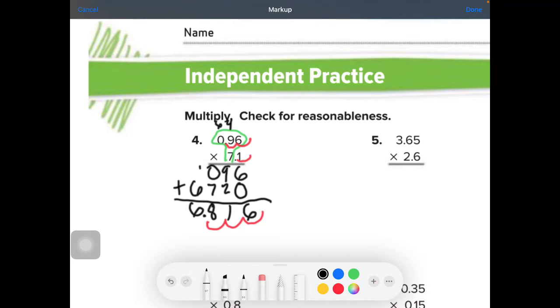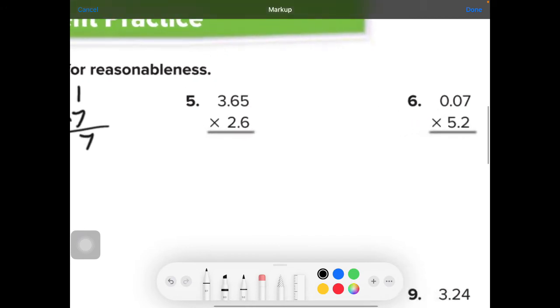Now it says check for reasonableness, but due to the interest of time, we're not going to worry about that. What they really want you to do is estimate that 96 is close to 1, and 7.1 is close to 7, and that is going to be close to 7, is what they're wanting you to do for reasonableness. But for this chapter, just follow along with me, and we'll just do the multiplication.